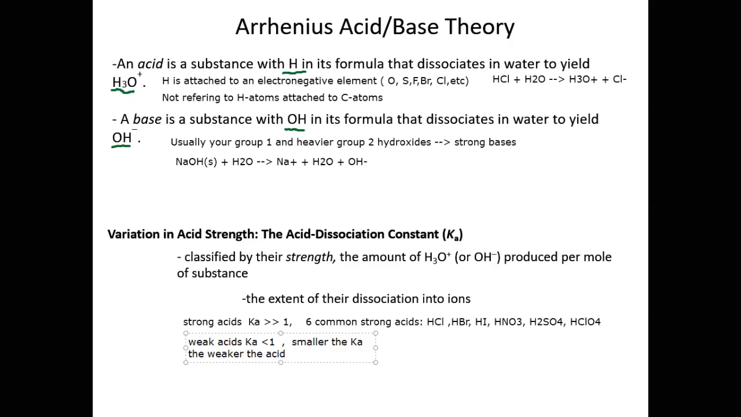And the same holds true for bases, for strong bases. There's a high Kb. For weak bases, it's a low Kb. So this is Arrhenius theory.